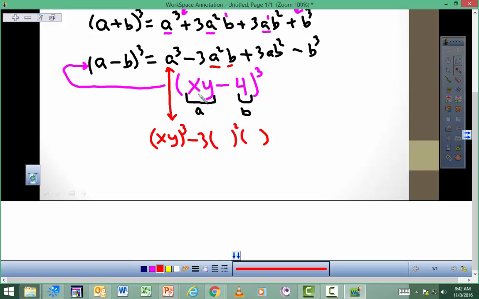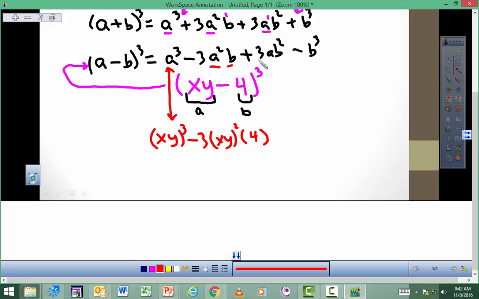And now, what's the A? Well, the A is the xy again. So I'm going to put xy here. And the B, in this case, is the 4. Notice that I did not put the negative with it. It's because this pattern has the negatives built in this time. So you don't have to put another negative in there.